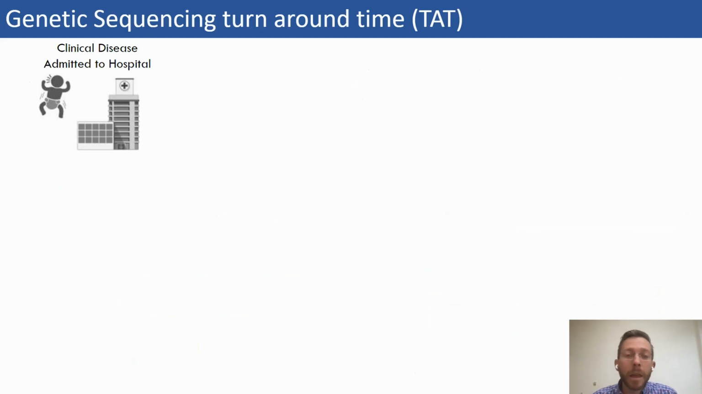So let's talk about genetic sequencing in terms of making diagnosis. Let's imagine that a baby is admitted to the hospital for some sort of clinical disease. At the time of presentation to their doctor, the doctor is going to perform a physical exam, and with that, they're going to start to acquire data. And with that data, hopefully they'll be able to start to decide what type of diagnostic tests will be performed or can be performed in order to come to a definitive diagnosis.